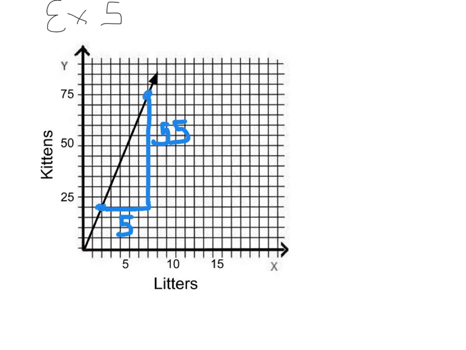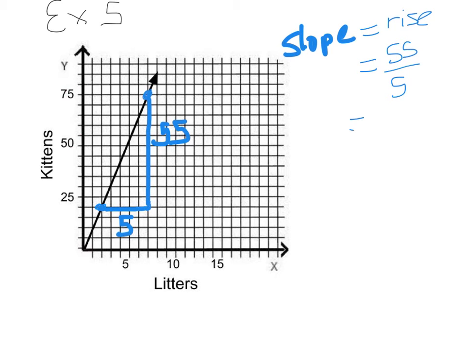So now to find the slope, we're going to do rise over run. Our vertical distance is 55. Our horizontal difference is 5. So our slope reduces to 11. That's the slope. The second half of the problem tells us to find out what the unit rate would represent.